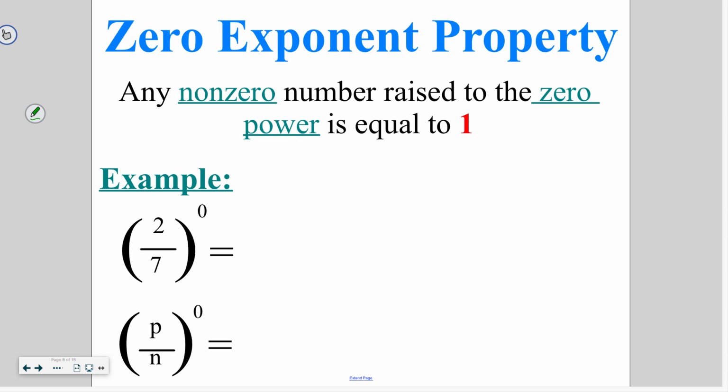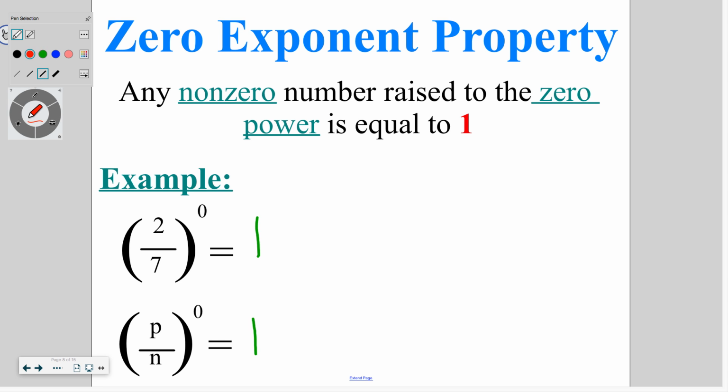Our next thing that we have to talk about is a 0 exponent. So any non-zero number, when raised to a power of 0, is equal to 1. So for example, I've got 2 over 7 to the 0 power. The answer is 1. I've got p over n to the 0 power. That answer is 1. Now, you might be wondering why this works.